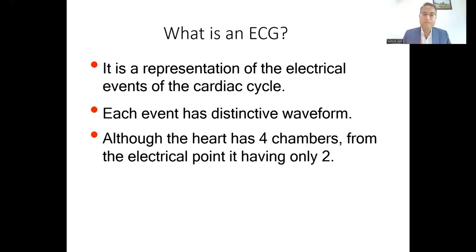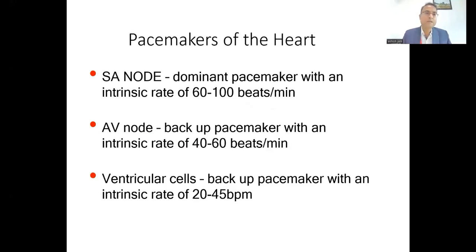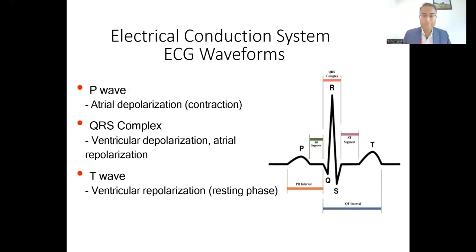Now coming to interpretation of the basic arrhythmias. So what is ECG? ECG is a representation of electrical events of the cardiac cycle. And we know that generally the electrical activity in the heart originates from the SA node, which has an intrinsic rate of 60 to 100, followed by the AV node which has a backup rate of 40 to 60, and the ventricular cells which have an intrinsic rate of 20 to 45.